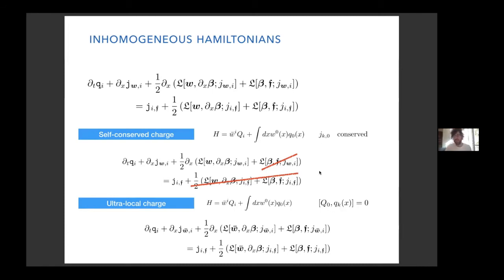For example, if you take Lieb-Liniger and you take the density of particles, this is a self-conserved charge. Basically, its current does not evolve to anything. The current of the density is the momentum, and it doesn't evolve. It's a conserved quantity. And ultralocal charges are basically those that don't induce any flow. So these are operators that do not induce any flow, so they're simpler in a sense.